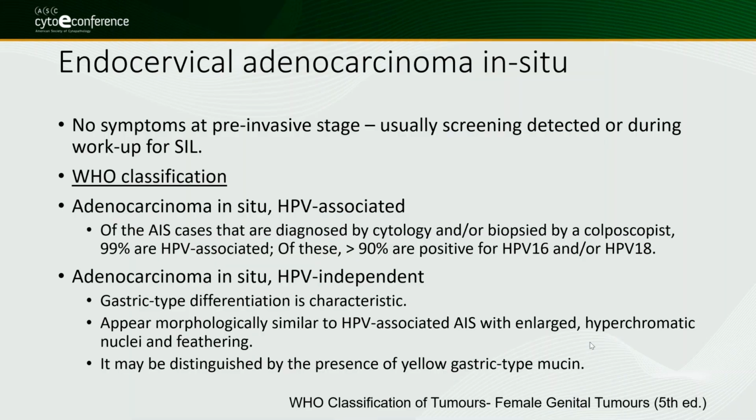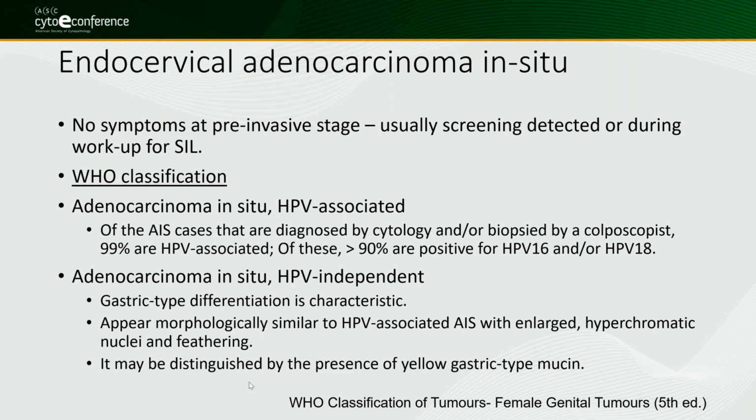A few words about AIS. Typically they don't have symptoms at the pre-invasive stage, and it's typically screening detected or found during workup for squamous lesions. And we know in the WHO classification, AIS is divided into HPV associated or HPV independent. Of the AIS cases diagnosed by cytology, almost 99% are HPV associated, and most of them HPV-16 and or 18. The HPV-independent AIS are the typical gastric type differentiation.